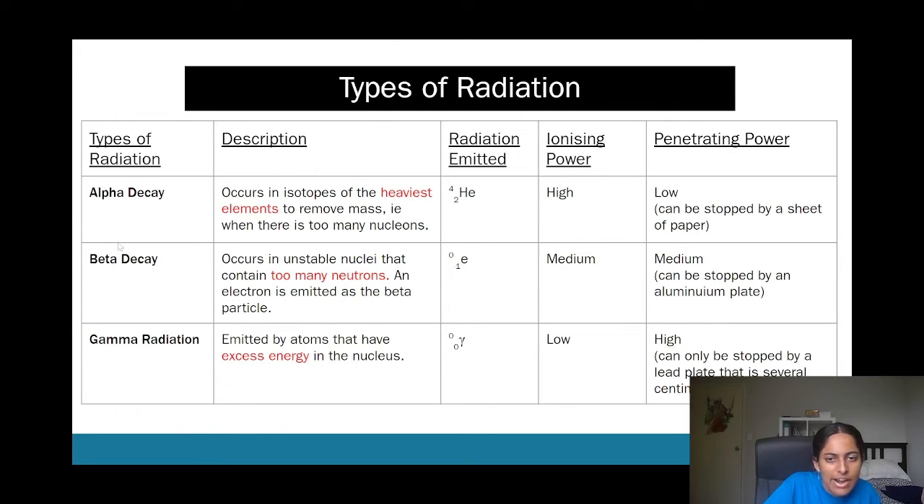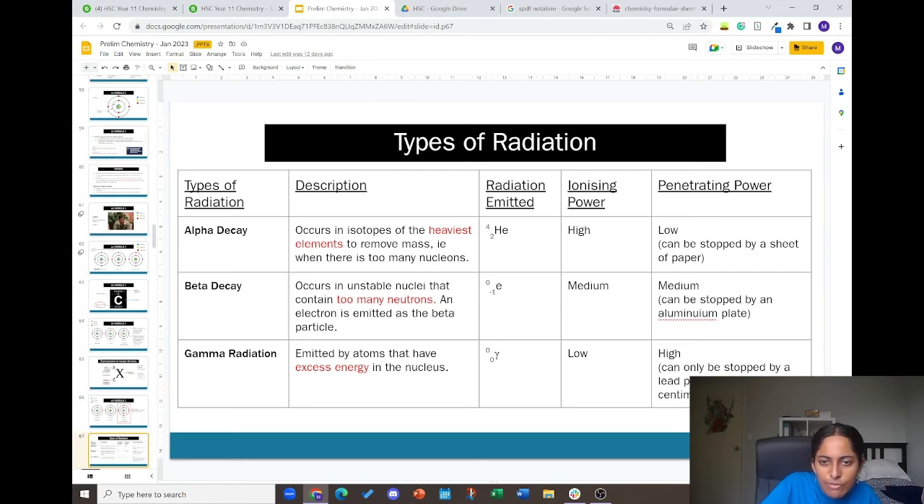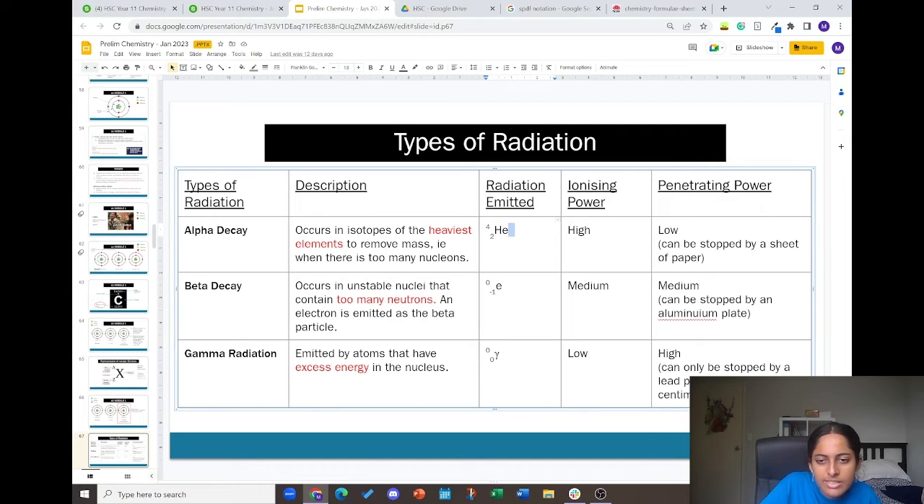Alpha decay is characterized by a helium nucleus. If we look at the periodic table over here, where is helium? Helium's over here, atomic number is 2, and typically you'd have 2 protons and 2 neutrons, and therefore that's what's happening over here. You're emitting a helium nucleus, and the ionizing power is pretty high. However, the penetrating power is pretty low, meaning it can't really pass through certain objects, so it can be stopped by a sheet of paper.